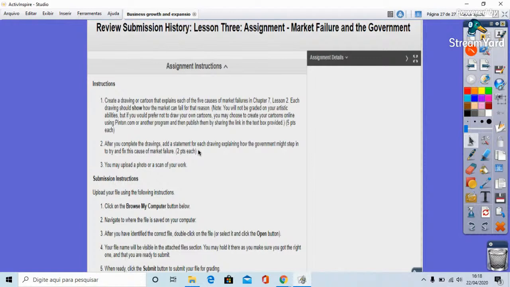You're going to do this assignment on a separate file, okay? And then you will save the file on your computer. After saving the file on your computer, you will click on Browse My Computer, navigate to find the file, double click on it, and then you submit.